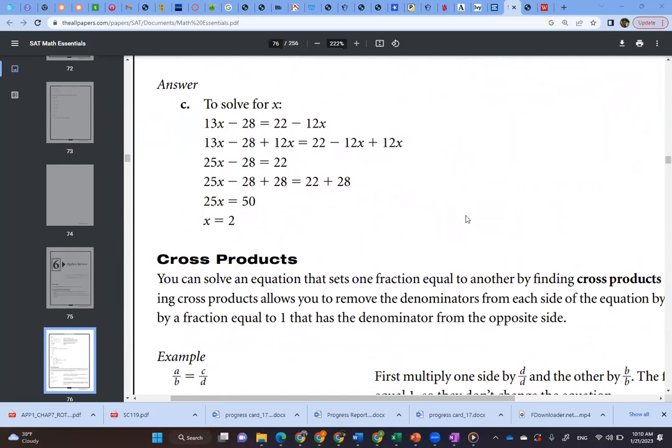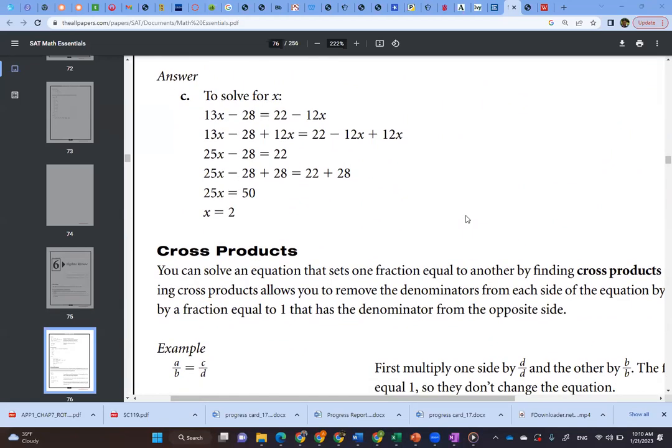Okay, another technique in algebra is cross product. If you remember last time when I gave you one of the equations to answer, I said you can make a cross product of the equation to find the unknown.